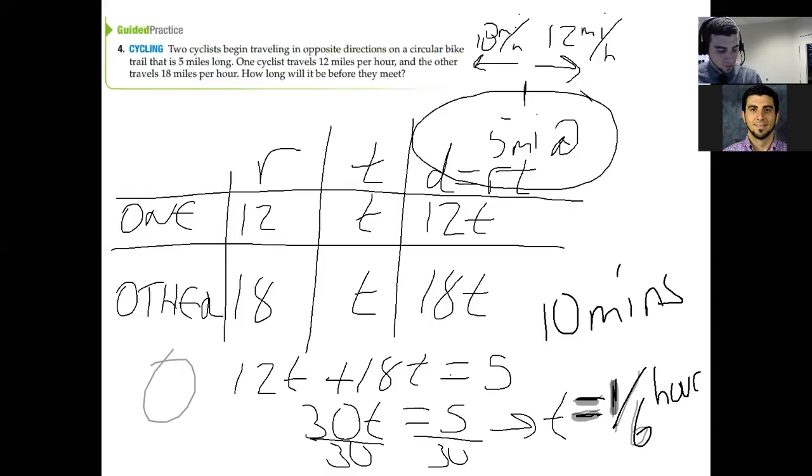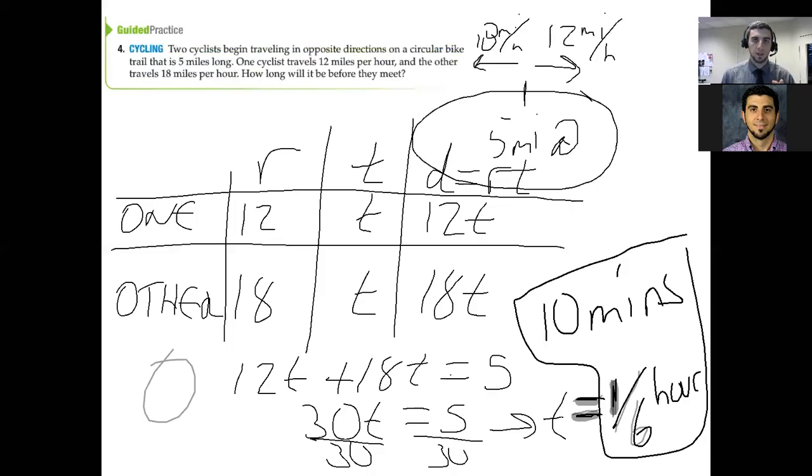All right, so either way is fine because the problem didn't specify. So 1/6 of an hour or 10 minutes. But if it does specify which way to report your answer, make sure you put your answer in terms of either minutes or hours, whatever it asks for.